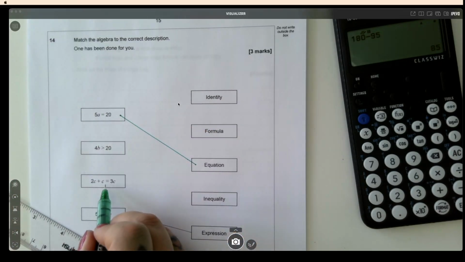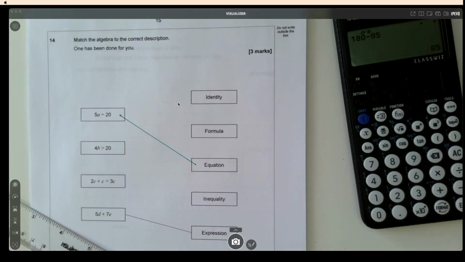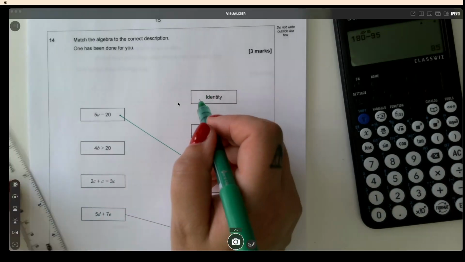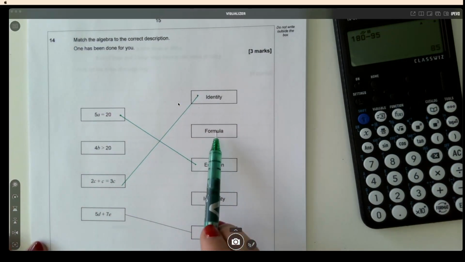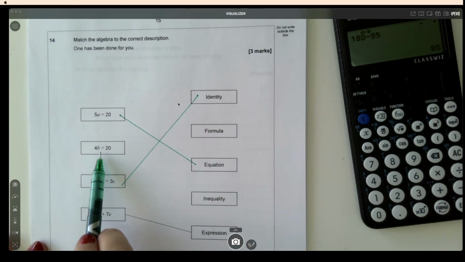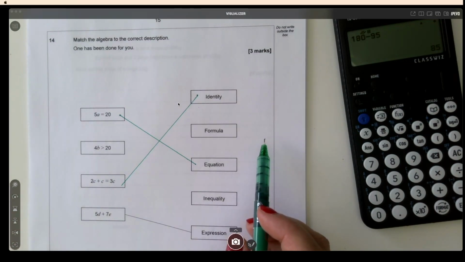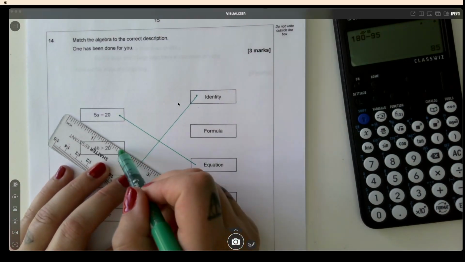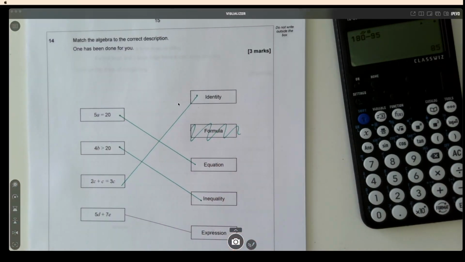Now we just mentioned 3 lines here: 2 lines is equal to, 3 lines is identical to. If you have those 3 lines, it means it's an identity, and what that's saying is 2C plus C is the same as 3C. Well, it is, because 2C plus 1C is 3C. So we're going to match that to the identity. Now the last one: is it a formula or an inequality? Well, we're using a greater than symbol. If we use any of the less than, greater than, less than or equal to, greater than or equal to symbols, it is an inequality. So we didn't need to use the formula box for this question.